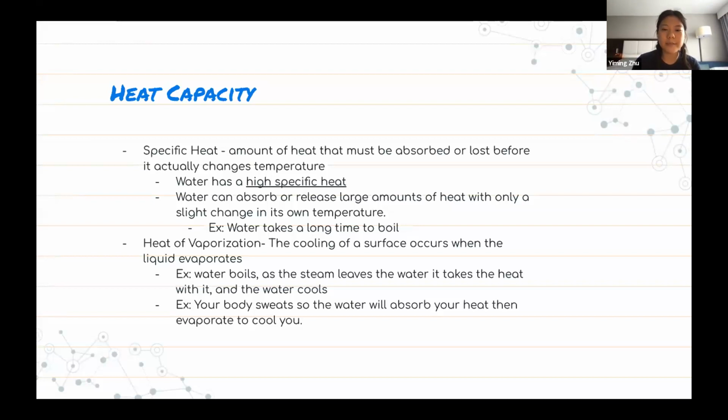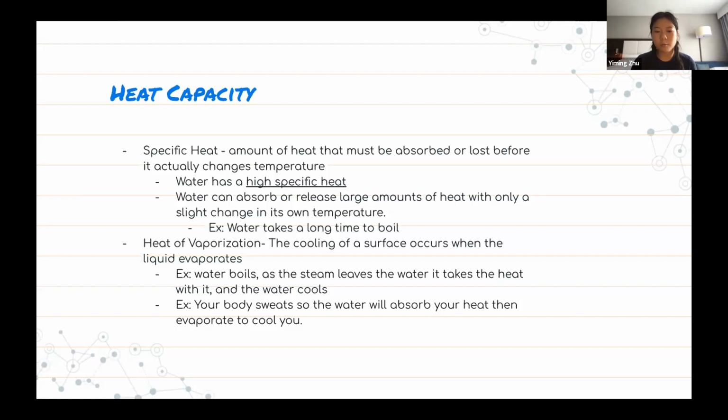Next, there's heat of vaporization, which we'll talk more about later in the slides, which is the cooling of the surface that occurs when the liquid evaporates. So when water boils, as the steam leaves the water, it takes the heat with it, and then the water cools. This is really special to life, so all of these interactions are very important in biology.